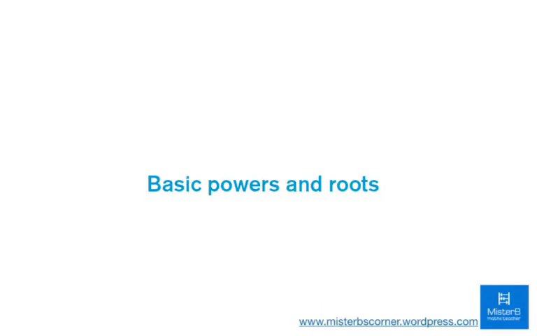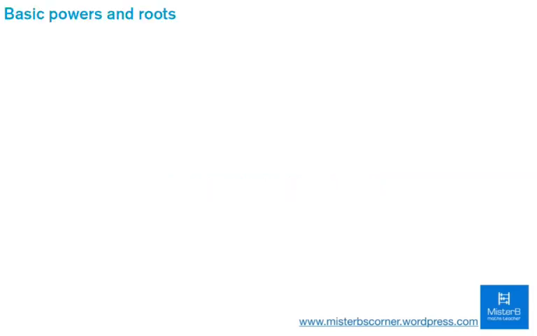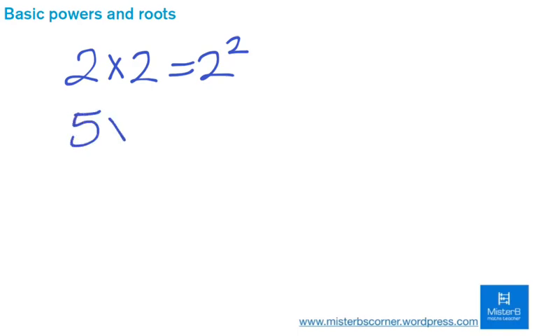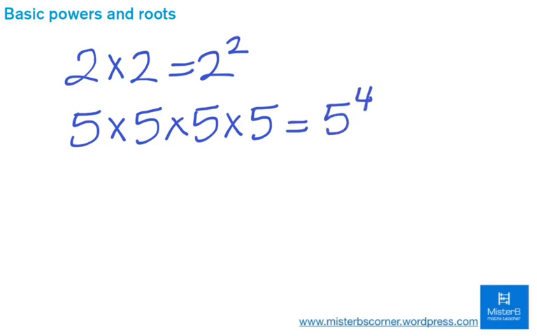In this video, we are going to work on calculating powers and roots of numbers. We can write the number multiplied by itself with power notation. Something like 2 times 2, we could write this as 2 squared, or 5 times 5 times 5 times 5. This is 5 to the power of 4.